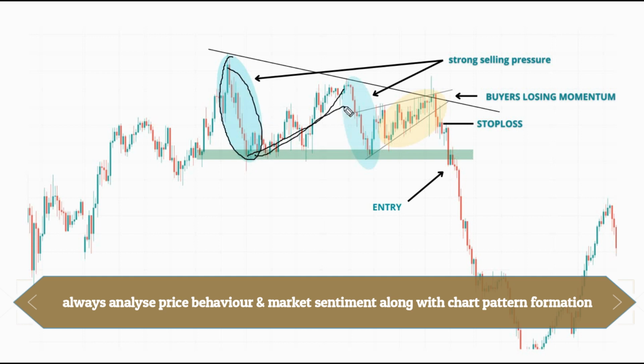Then what happened to the buying? The buyers are now very, very weak. See the choppy price action. When it is going up, it is going up very slowly, but when it is coming down, it came down heavily. So this is an indication that supply is much stronger than the demand.